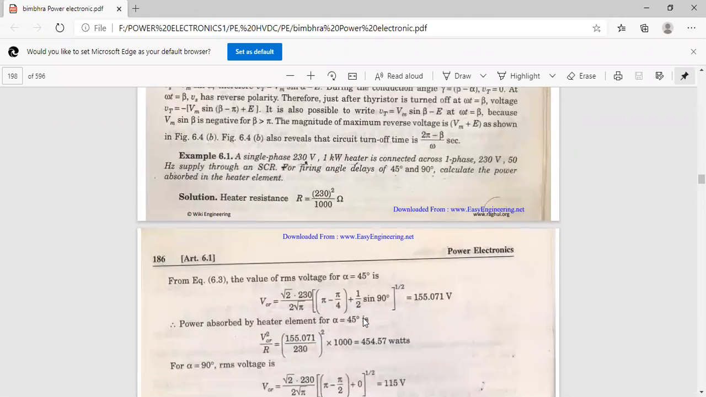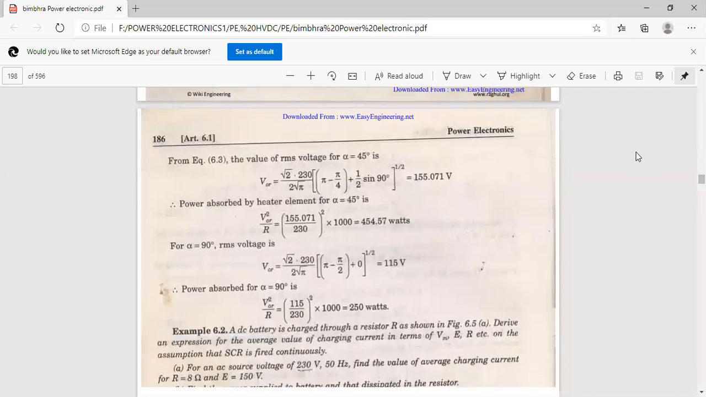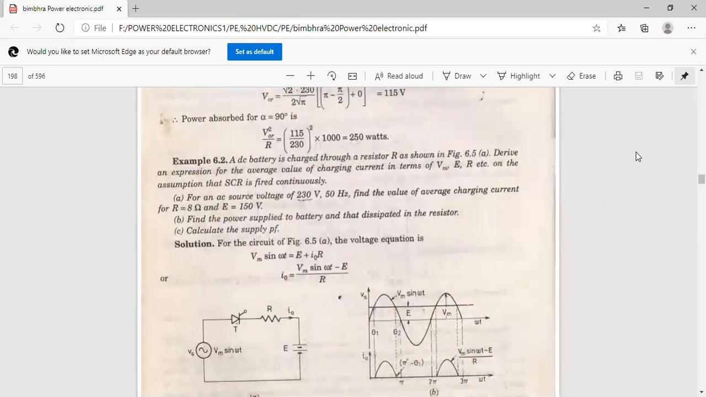Then yesterday I have given the next question, problems. A single phase 230 volt 1 kilowatt heater. I had told yesterday this question. In this question, V naught R is equal to Vm by 2. What is Vm? Vm is equal to root 2 into Vs. Vs they have given, 230. See the formula for single phase half wave rectifier for R load.